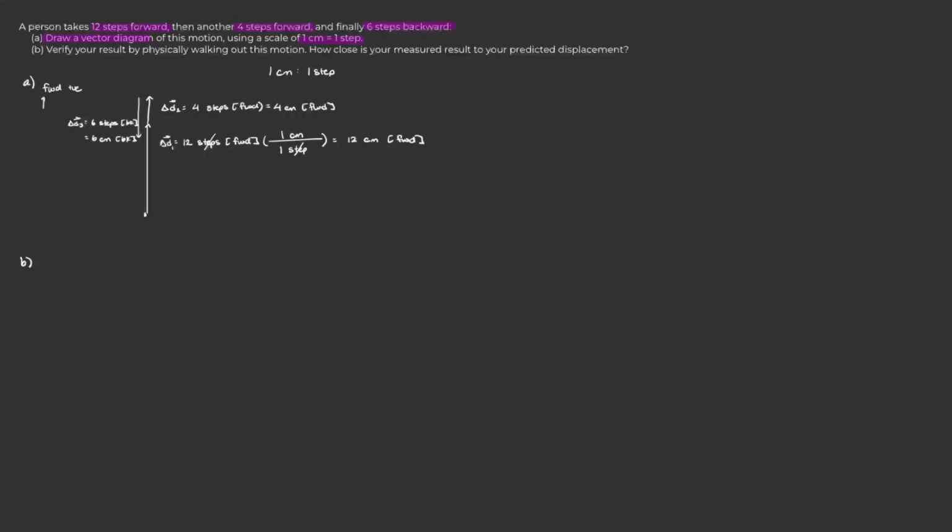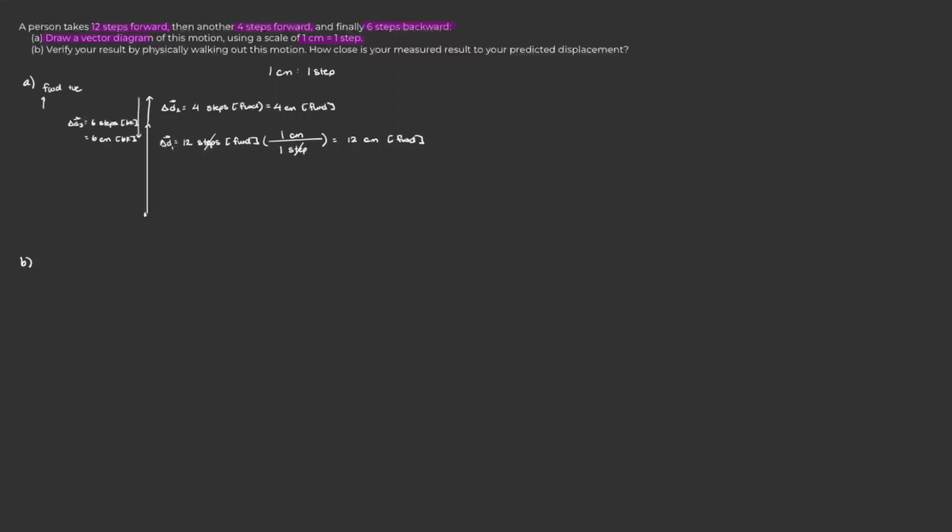Part B, verify your results by physically walking out this motion. How close is your measured result to your predicted displacement? So it doesn't actually tell us to find the displacement, but you know what? We'll find the displacement here in the second question.